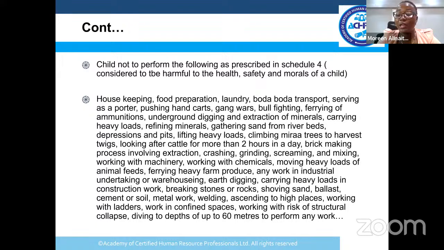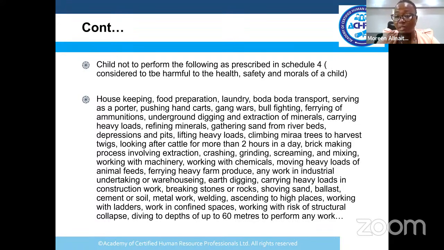They should not engage in gang wars, bullfighting, ferrying of ammunition, underground digging and extraction of minerals, carrying heavy loads, refining minerals, gathering sand from the riverbed, depressions and pits, lifting heavy loads, or climbing miraa trees to harvest twigs. Yes, this is very important, especially in areas where miraa is grown, because I'm told, I've never seen, the tree grows facing downwards. So they find that the children are lighter, so they can go up the tree and pick the twigs, and then they will not break the tree.